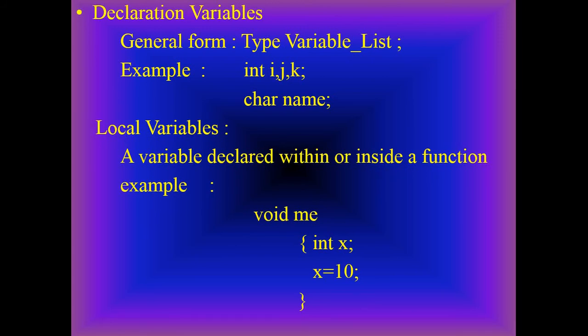Then, we have the variable list or the variable name. So that is the general format. That is why, if you are going to be asked, what is the syntax or what is the general form of declaration variable, your answer should be the type or a data type, then a space, and then the variable name or variable list.